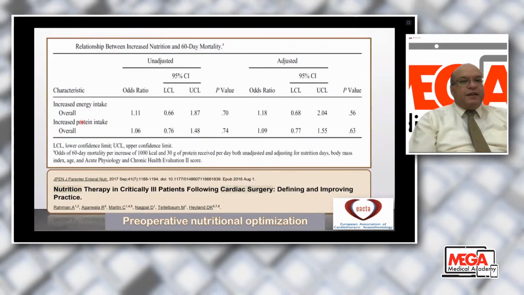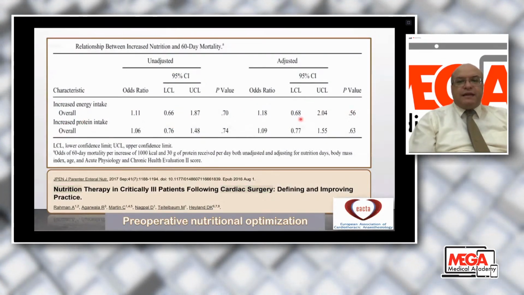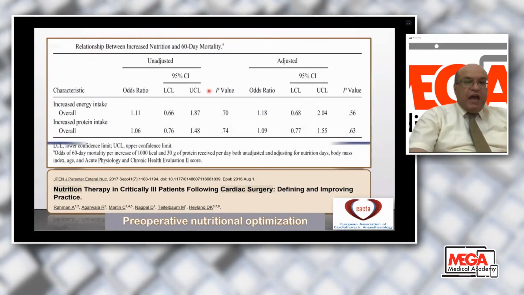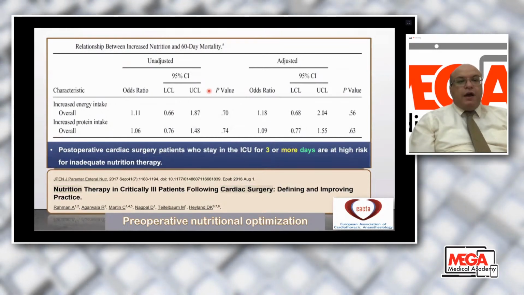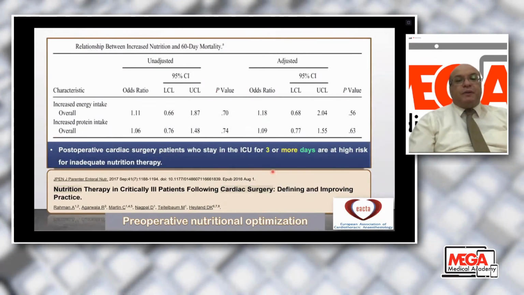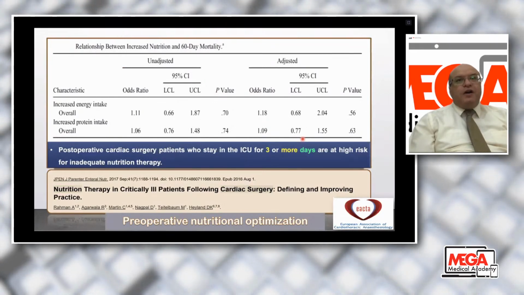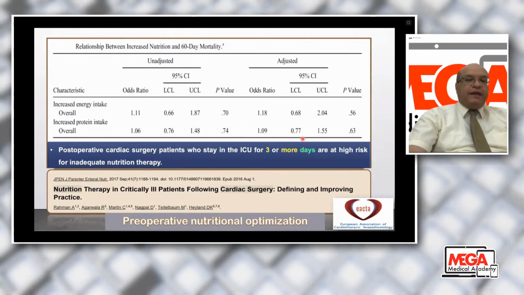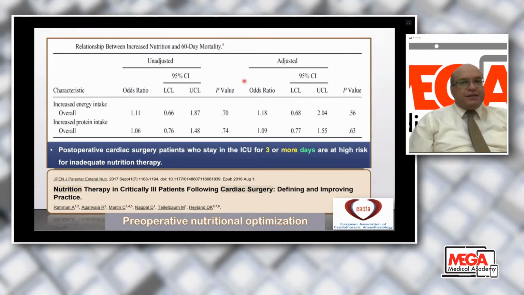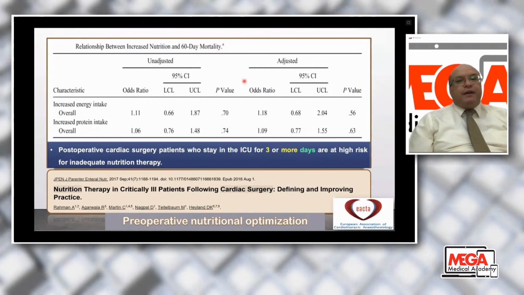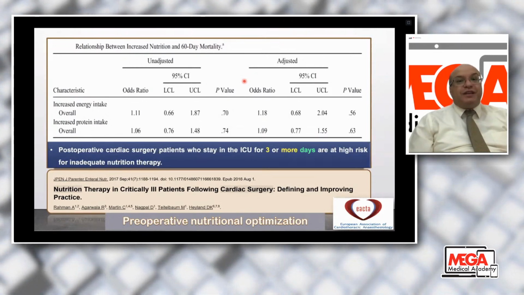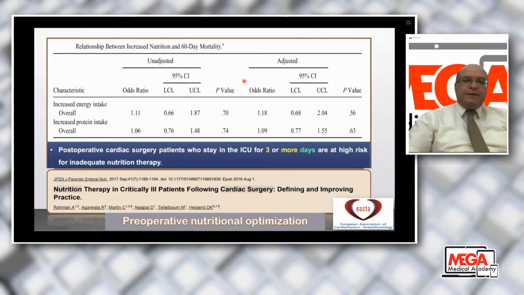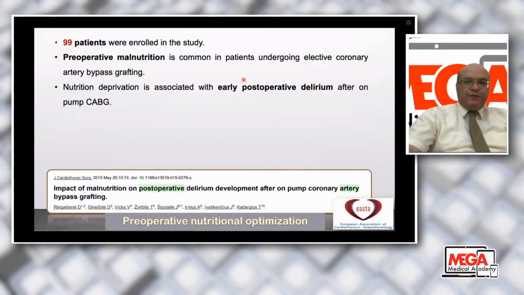There is an increase in energy intake, and the increase in protein intake is not significant with the unadjusted odds ratio. However, the most important point here is that post-operative cardiac surgery patients who stayed longer in ICU, for 3 days or longer, were at high risk for inadequate nutritional therapy. So patients who present with signs of nutritional deficiency, you have to select them. If you are not going to correct this deficiency, the patient might stay longer in ICU.